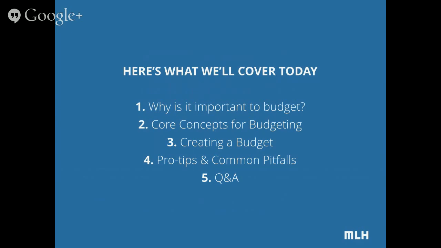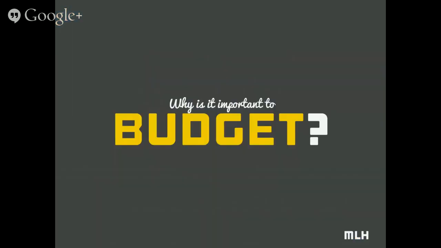Then we'll cover some core concepts, things that you need to know in order to budget for your event. And then in part 3, we'll walk through actually creating a budget. In part 4, we'll do some pro tips and common pitfalls that people run into. And at the end, in part 5, we'll take some questions from the audience if they have any. Throughout this time, Nick will be accepting questions in the chat room, so feel free to pass those along to him, and he'll queue them up for me at the end. And then also we'll write a little recap after this presentation, answering any questions we didn't get a chance to answer today. So, question 1, why is it important to budget?